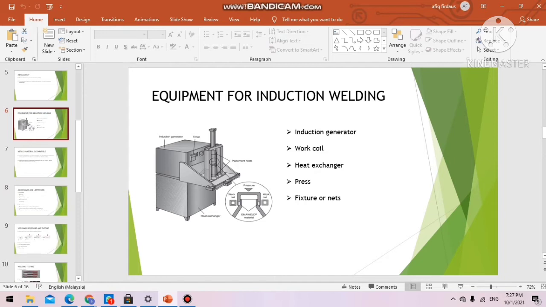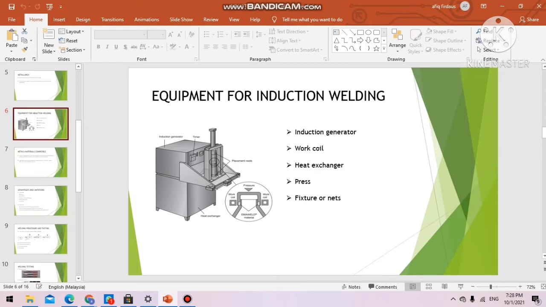And for the heat exchanger, in welding, strong electrical current travels through the work coil. The coil circulates water and is cooled by a heat exchanger, frequently coupled in a single unit with the generator, to avoid overheating. The press is usually a ram attached to a pneumatic or occasionally hydraulic cylinder as a mechanism for applying pressure during welding.